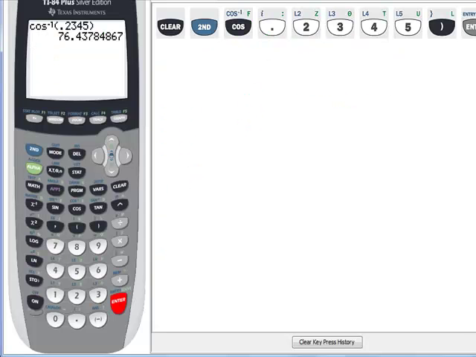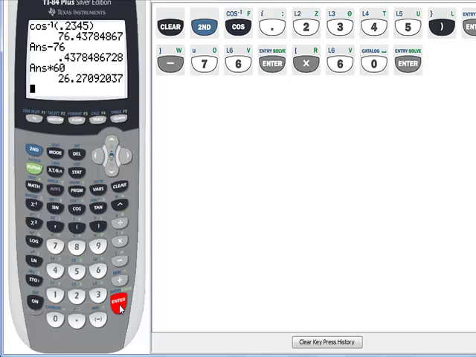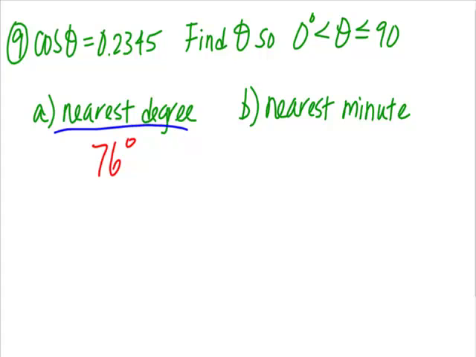Now if they ask me to round it to the nearest minute, I have a couple options. One option would be to get that 76 out, so I'm going to subtract the 76 and realize that this is the fraction before going to 77, and so if I multiply that by 60, it will tell me my minutes. So it's 26 minutes with a little more. So if I want to go ahead and write that down, then now I have 76 degrees, 26 minutes.